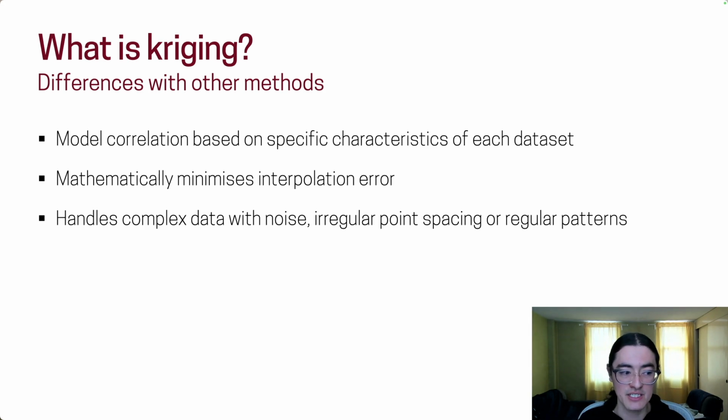It's not always the case, but it does tend to have better behavior than other methods, especially when the datasets are complex, which kriging handles very well. If you have datasets that have noise, or irregular point spacing, with a bunch of points very close together and some points very far away with gaps, kriging tends to handle that better than other interpolation methods. It also handles regular patterns very well. As you have seen in a previous lesson, sometimes regular patterns lead to artifacts when interpolating, and kriging doesn't tend to do that as much.